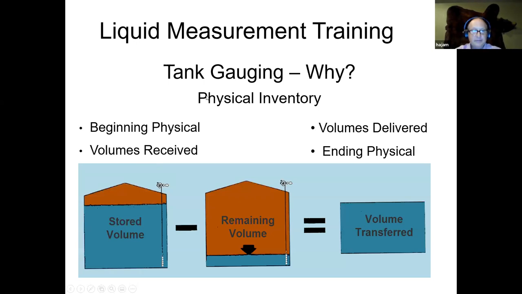Why tank gauge? Well, most times we need to know a beginning physical volume that's received by tank gauge, the change in level, also volumes delivered based on a change in level, and the ending physical. The difference between the beginning and ending physical, accounting for volumes received and delivered, is the volume that has been transferred. So for the purposes of custody transfer, we need to know the beginning physical, the ending physical, the volumes that were received into the tank, and the volumes that were delivered out of the tank.